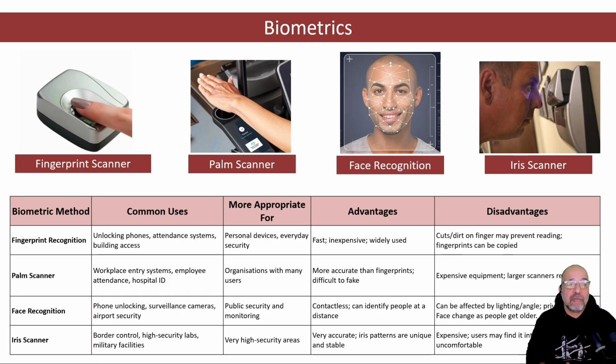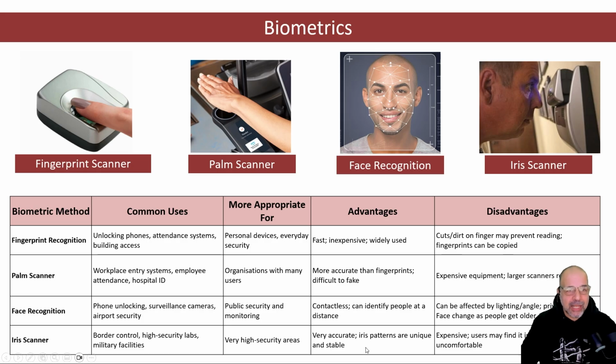But let's say unlocking your phone, you don't really want to touch the whole palm of your phone to read the whole palm. Face recognition is actually quite good as well and quite quick, but lighting conditions, we're going to see that a bit later on. Most people find it easier just to use a fingerprint. Some disadvantages are cuts, dirt on finger may prevent reading. Fingerprints can be copied. They're not that secure. Okay, so lower security levels.